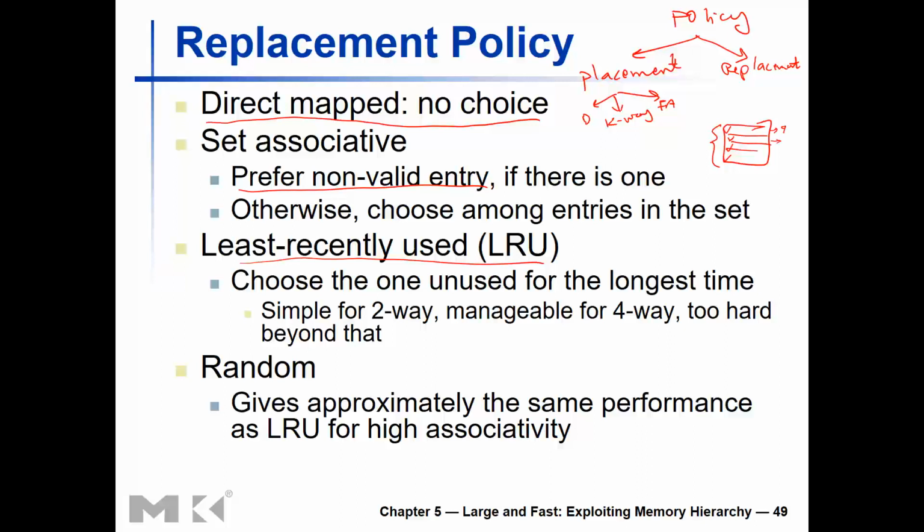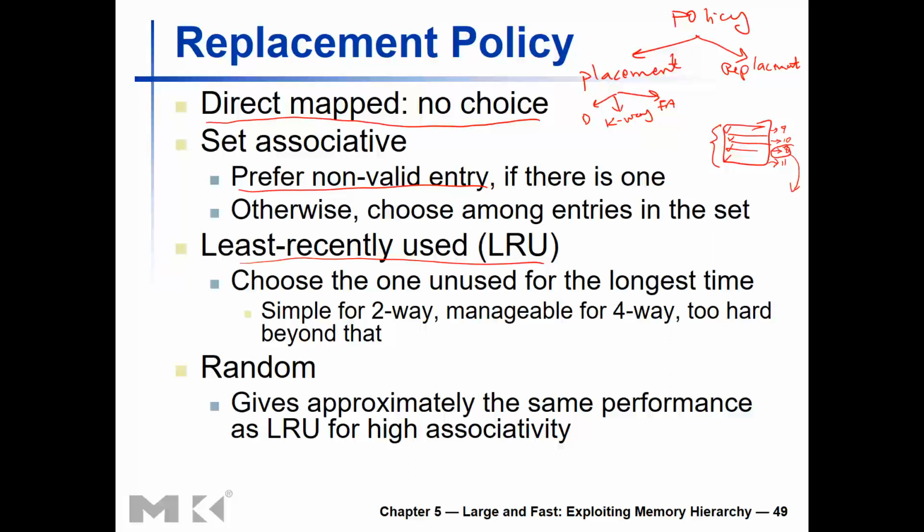And this block was used at 10 o'clock, and this was used at 8 a.m., and this was used at 11 a.m. Now, if I want to kick one block out, I will choose the one that has not been used for the longest time, and I kick it out of the cache. And so we call this least recently used.